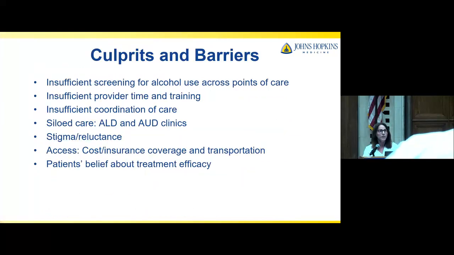So what are the culprits and barriers? They're the ones you can already guess. It's insufficient screening, insufficient provider time in busy clinics, insufficient coordination of care, siloed clinics. You know, the hepatology clinic doesn't talk to the AUD treatment clinic. Stigma and reluctance are a big issue for patients, and of course access. And one other, which I encounter a lot, which is patients don't believe that treatment works. They won't necessarily tell you that unless you really ask them directly.